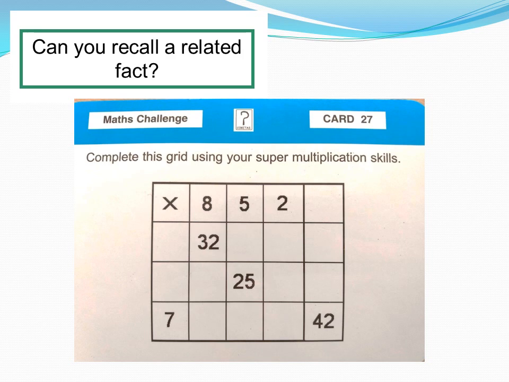Don't unpause until you've done it, but if you have done it, well done. You can check your answers with the calculator. You can check them with a multiplication square. You could even check them with a calculation, a column calculation.